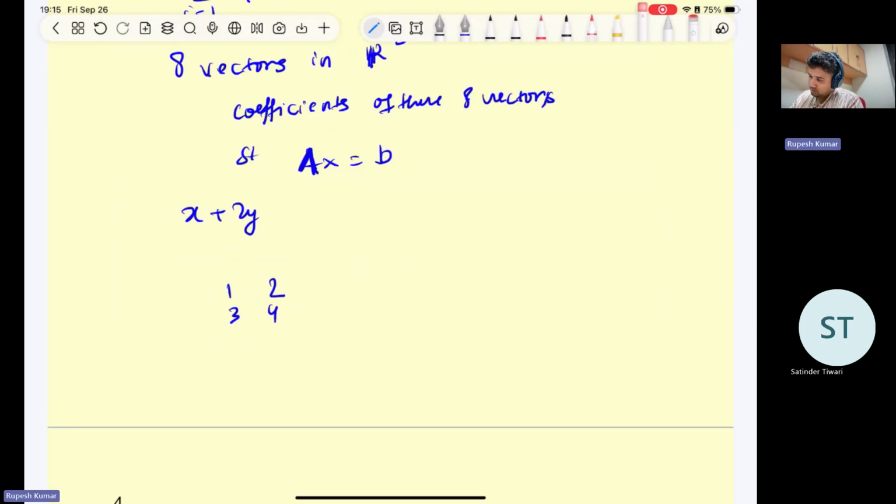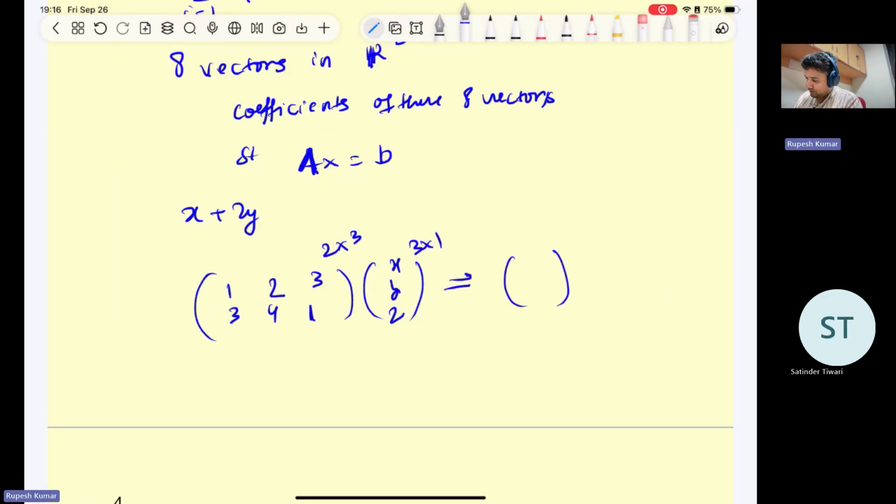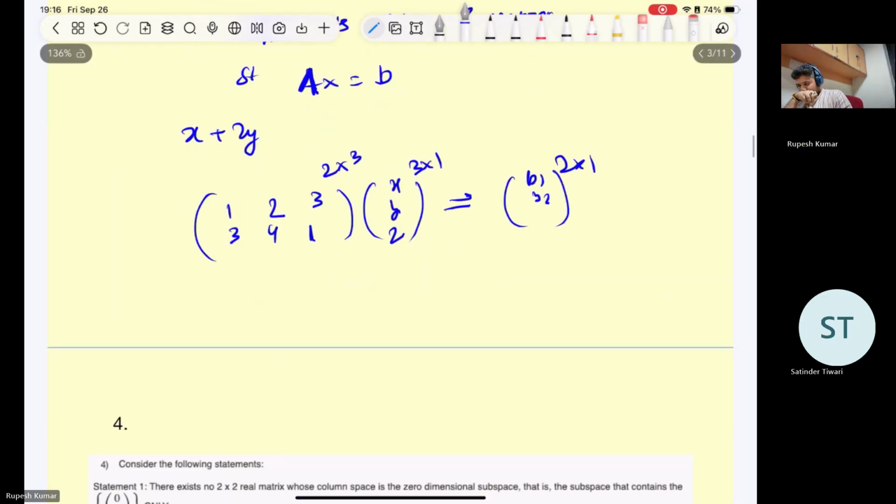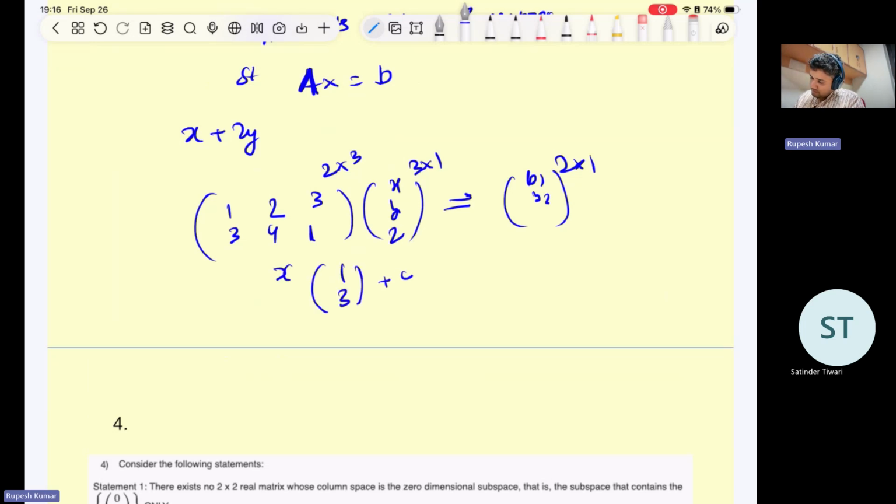2 cross 3, so 1, 3, 1, something like this, and then x, y, z. This is 2 cross 3, and this is 3 cross 1, and this is mapping to some B1, B2, which is 2 cross 1. Fine. So this says x into (1, 3) plus y into (2, 4) plus z into (3, 1) is equal to (B1, B2).